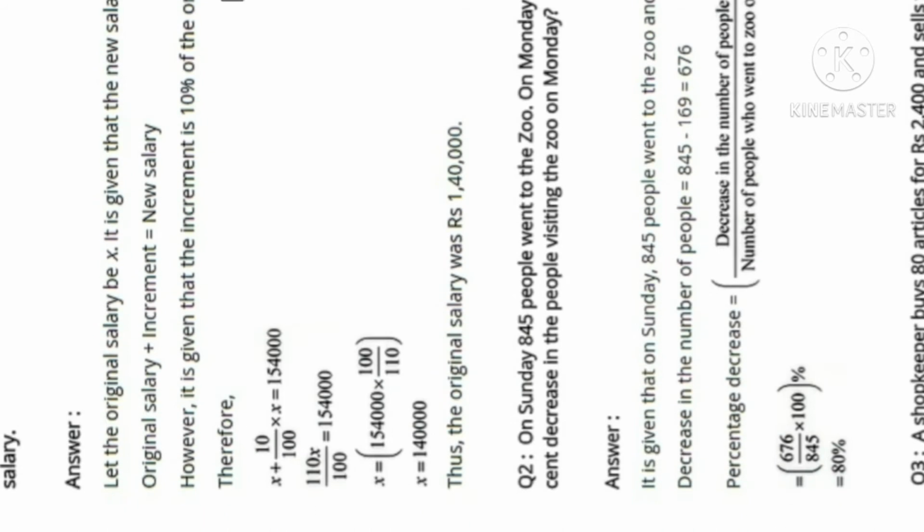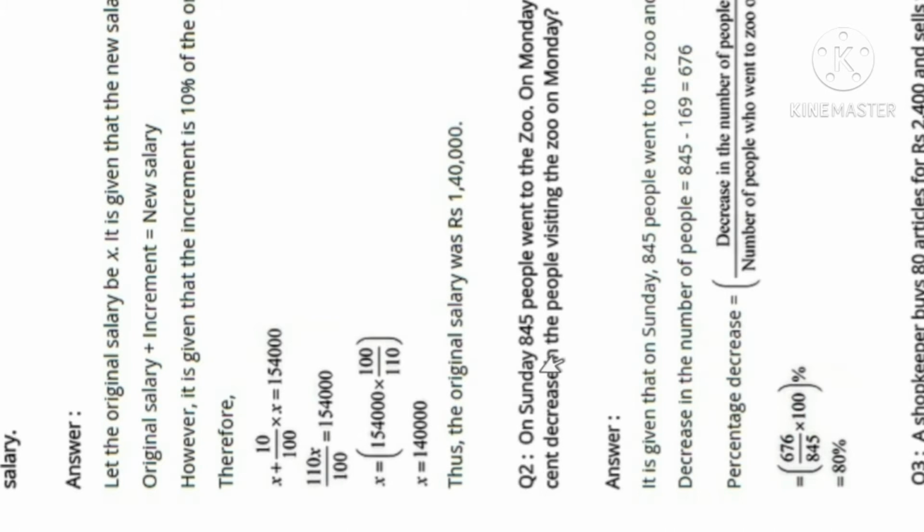So when the new salary is 1,54,000, what will be the original salary? So let us see here, x plus 10 upon 100 into x equals 1,54,000. 110x upon 100 equals 1,54,000. So x is equal to, this will go here, 100 will be multiplied here, so 1,54,000 into 100 upon 110. This will go in the denominator. So x is equal to 1,40,000. Thus the original salary was rupees 1,40,000.